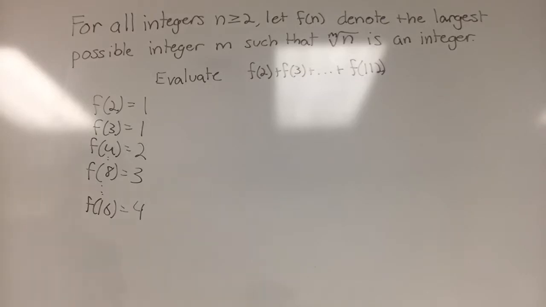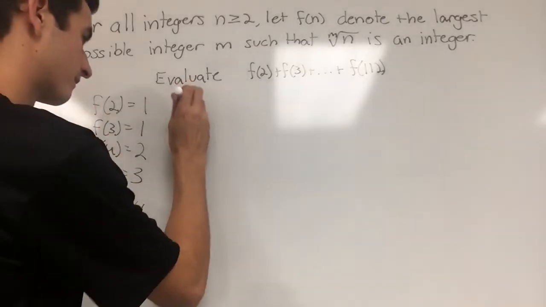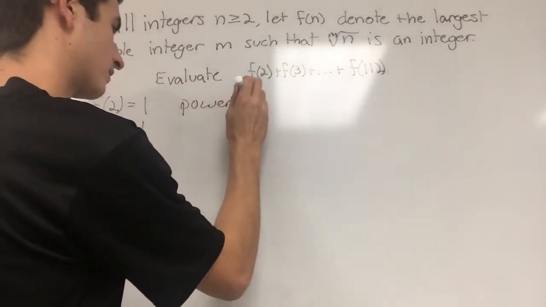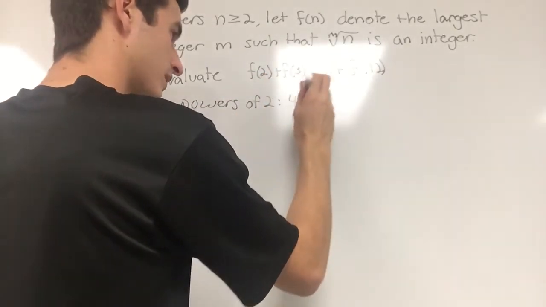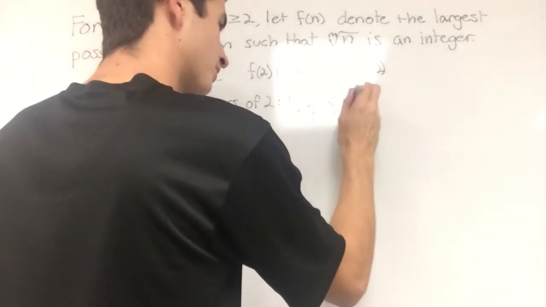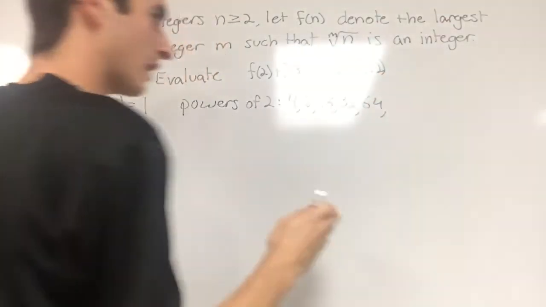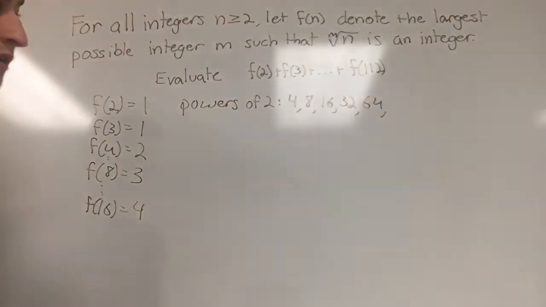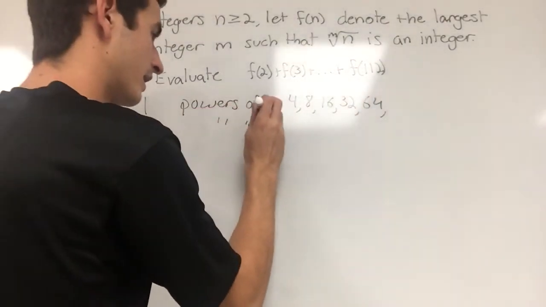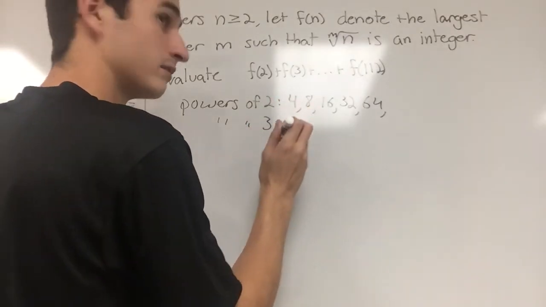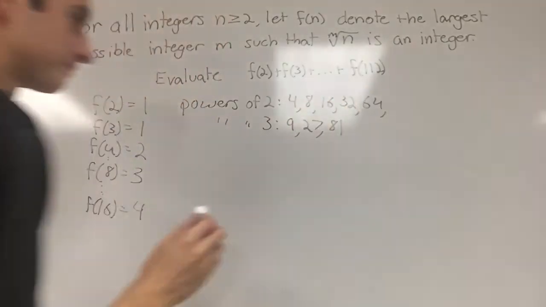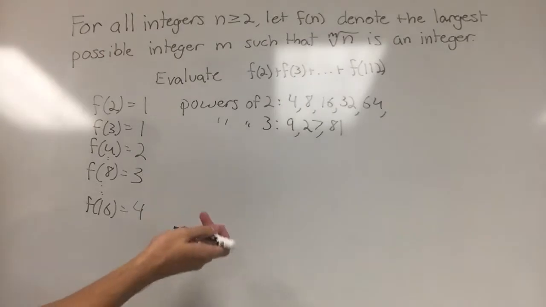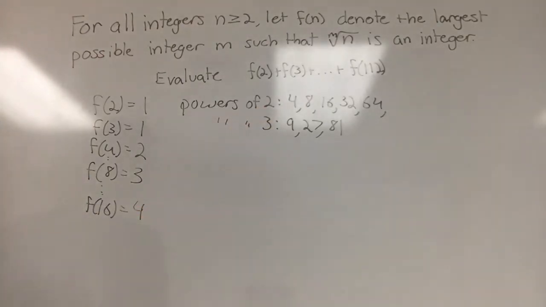So what we really have to look at are the powers of 2, powers of 3. So let's look at those. Powers of 2 are 4, 8, 16, 32, 64, and then the next one is 128, but that's bigger than 112, so we don't need to worry about it. And then you look at powers of 3: 9, 27, 81. We don't need to look at the powers of 4, since 4 is a power of 2, and any power of 4 would be a power of 2.